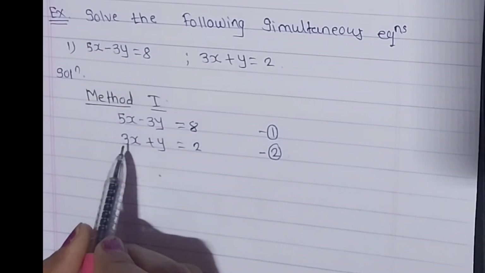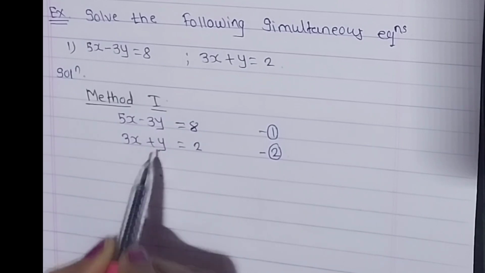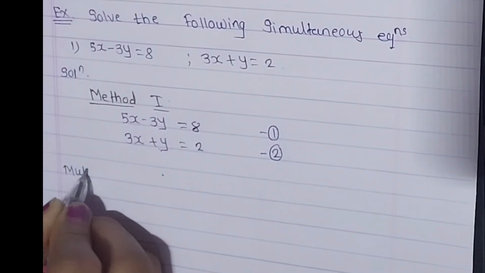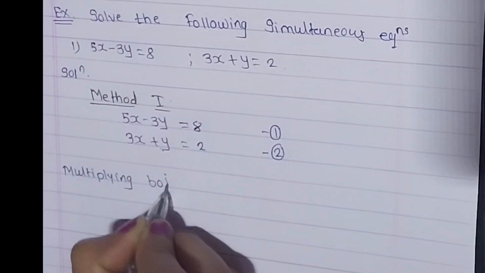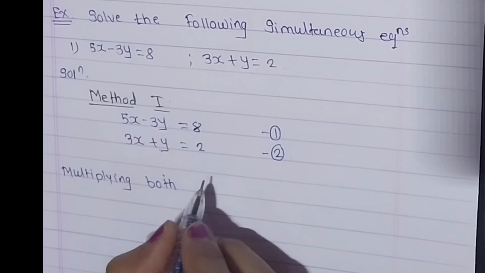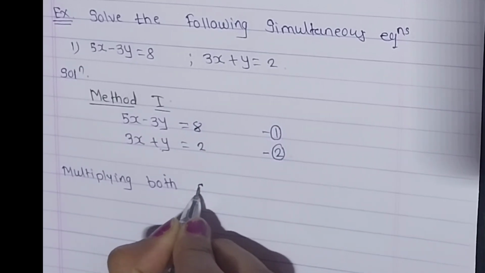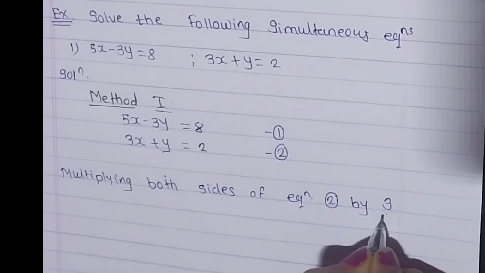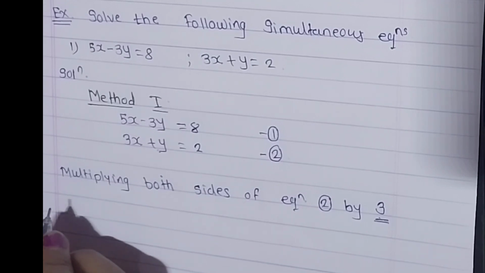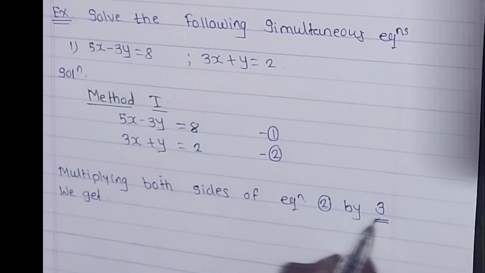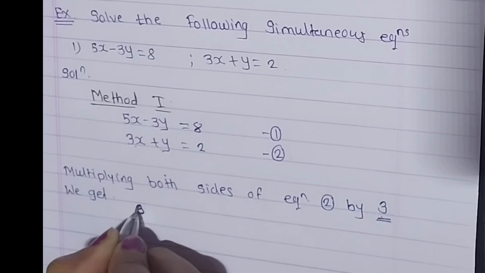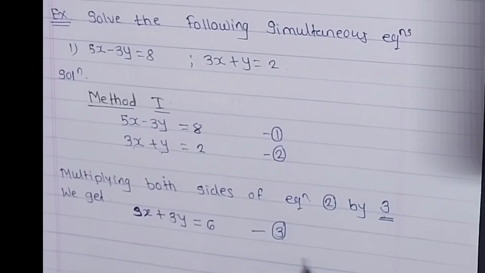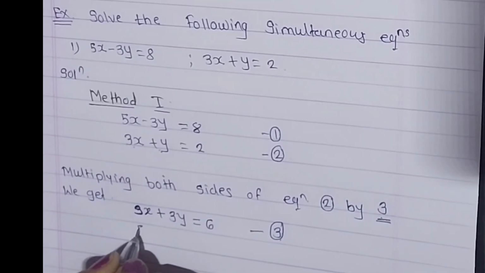Here in these two equations, minus 3y and y are given. So we multiply equation 2 by 3 for elimination of minus 3y and plus 3y, to find the value of x. Multiplying both sides of equation 2 by 3, we get 3 into 3, 9x plus 3y is equal to 6. This is equation number 3.